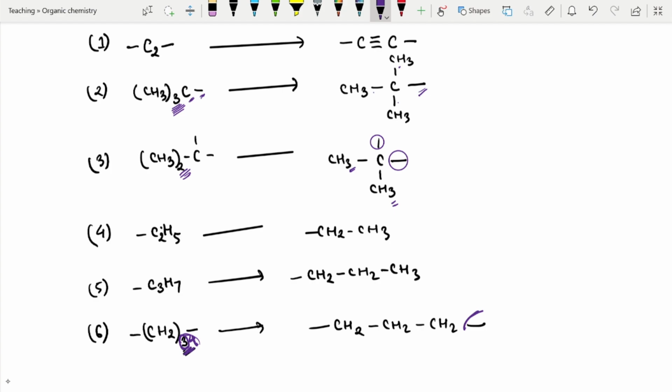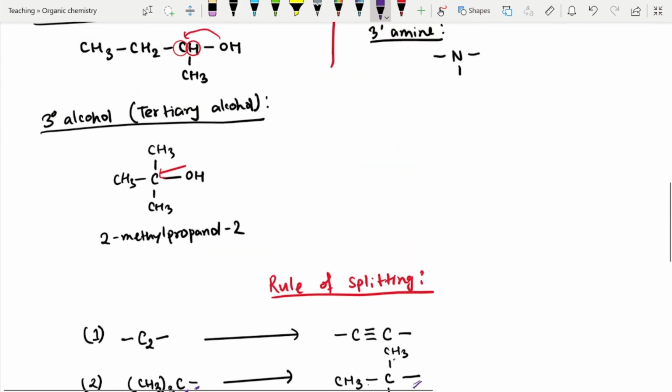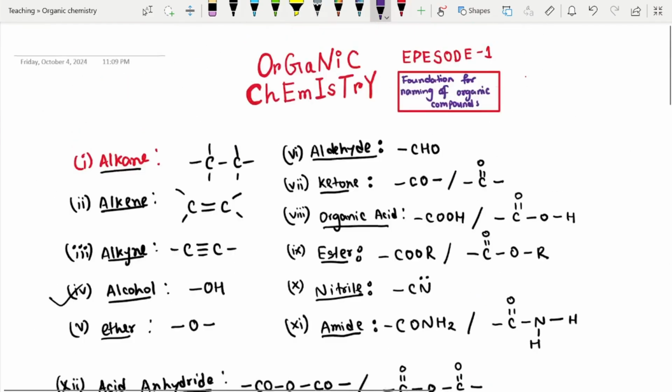So these are some basic stuff you need to know while naming the organic compounds, for example, alkane, alkene, alkyne, then organic acid, many things. Okay, so this is all for today.